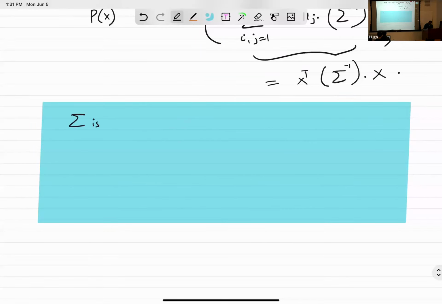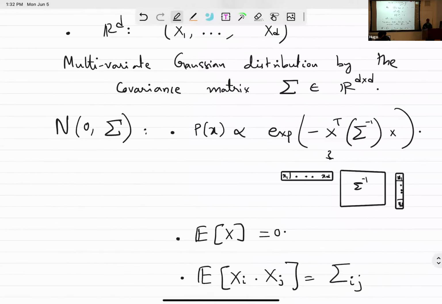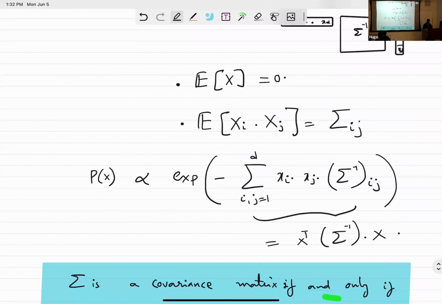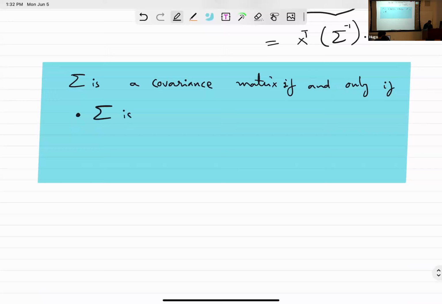Sigma is a covariance matrix if and only if two things hold. One, what's the simplest property of the covariance matrix? Yeah, symmetric, right? Because the expectation of xi times xj is the same as expectation of xj times xi. Okay? Sigma is symmetric.